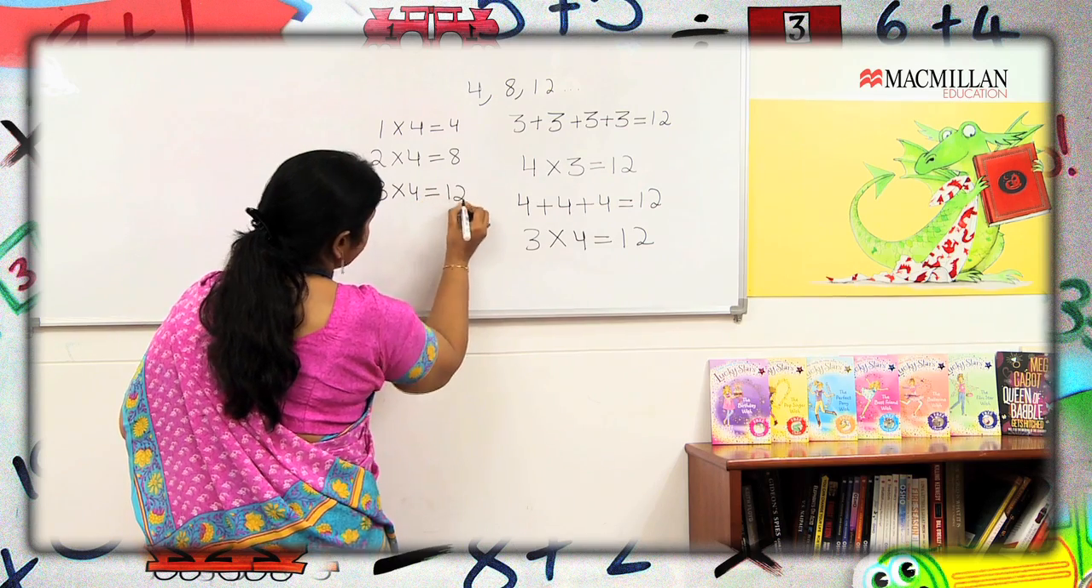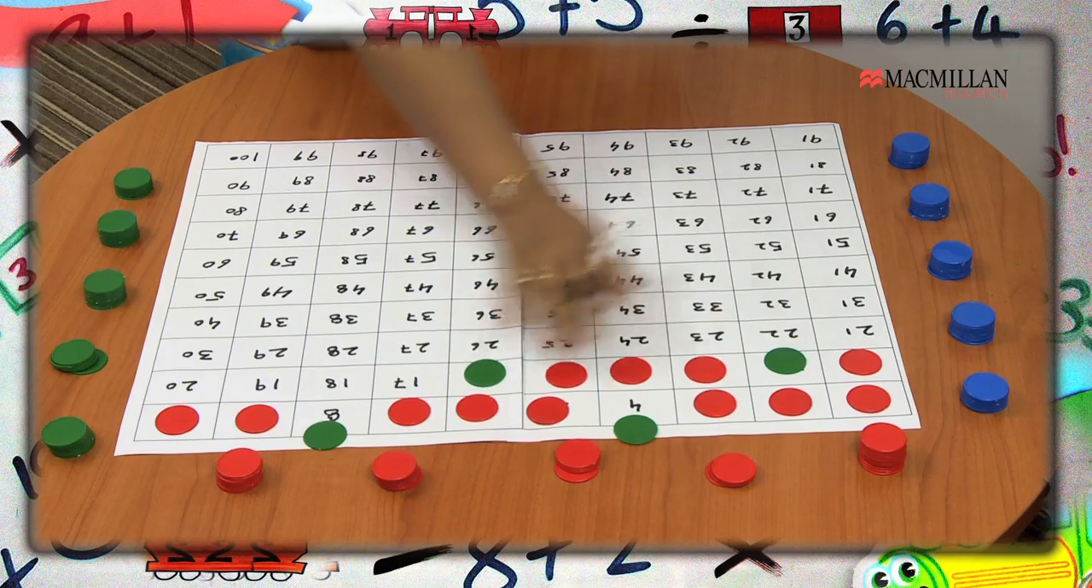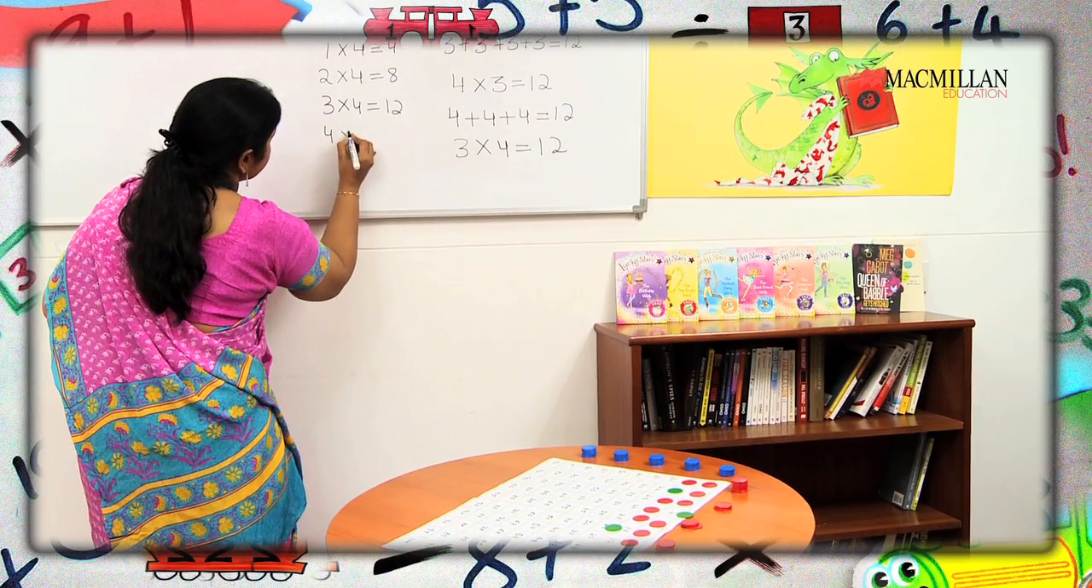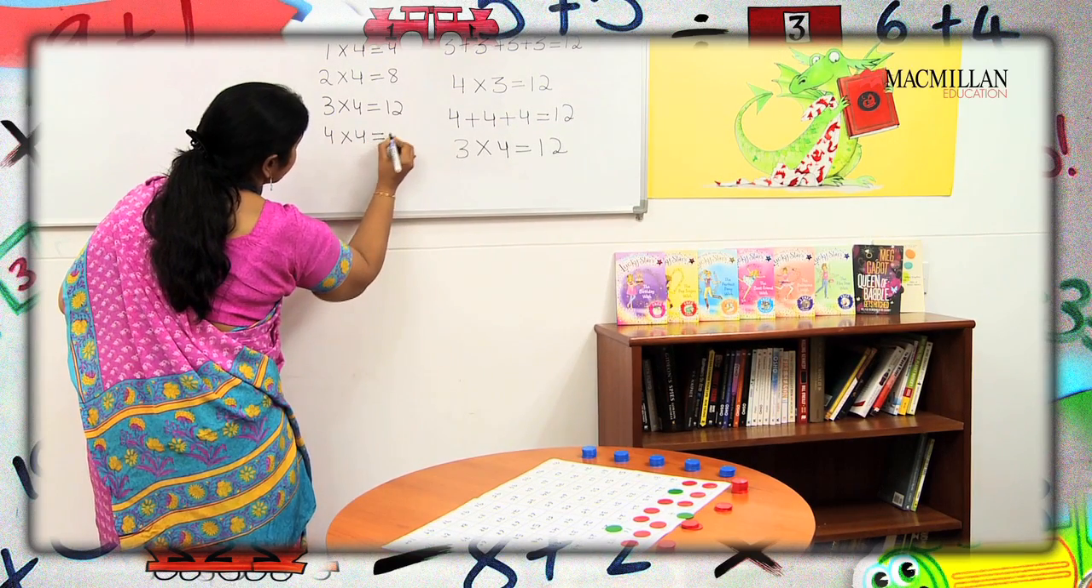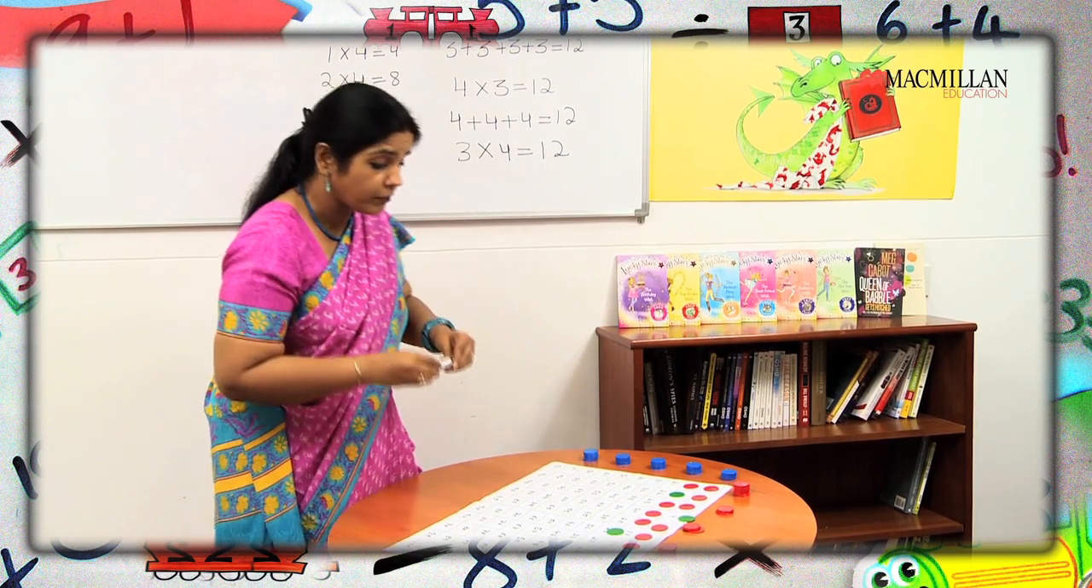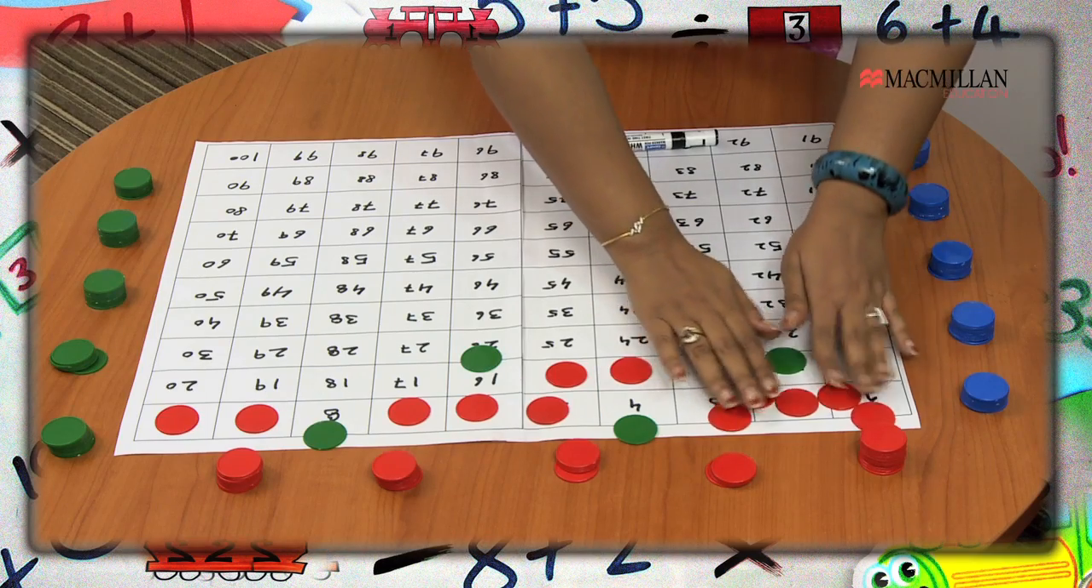And what will be 4 times 4? Let us see. What do we get? Yes, we have 16. And like this you can create your own grid and continue the skip counting. I want to show you something else too. Again let us start.